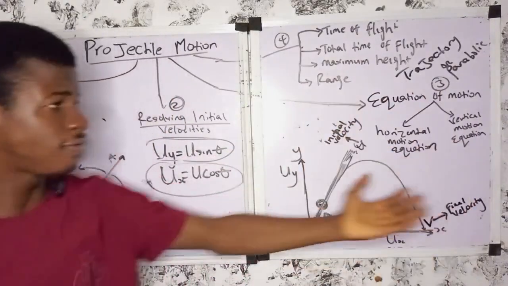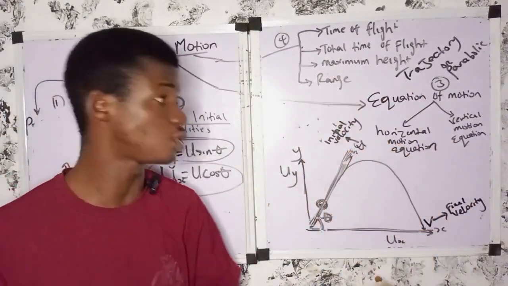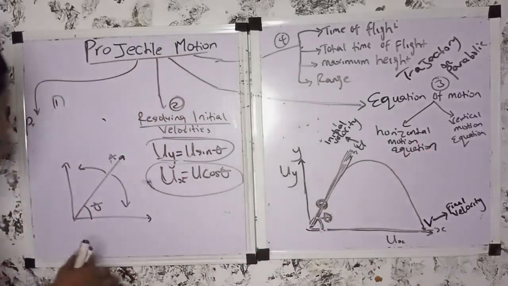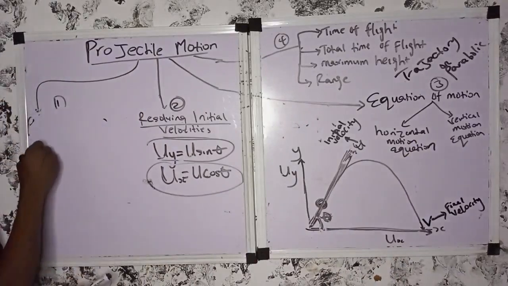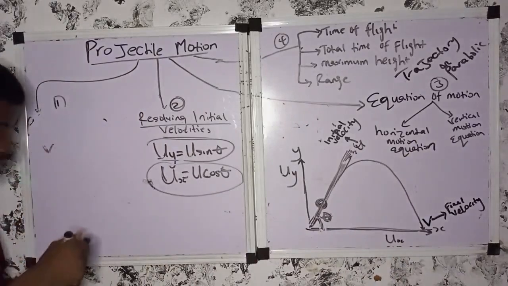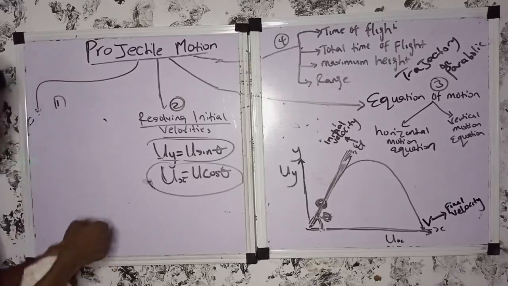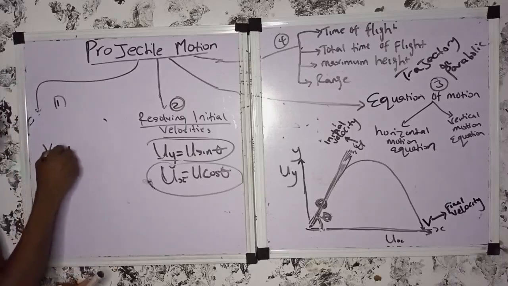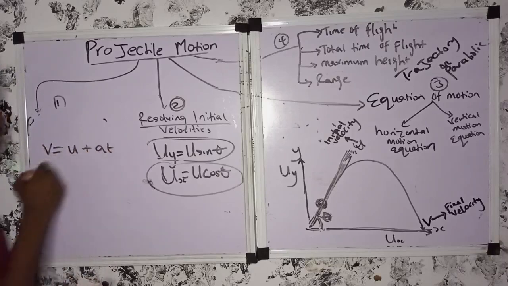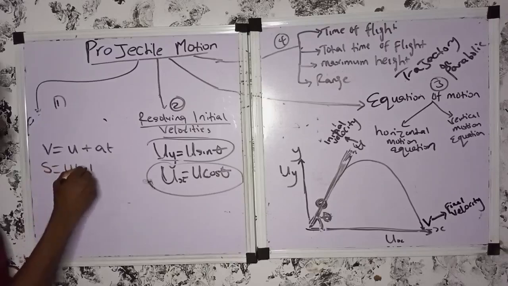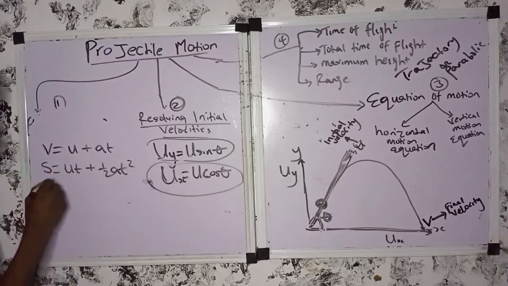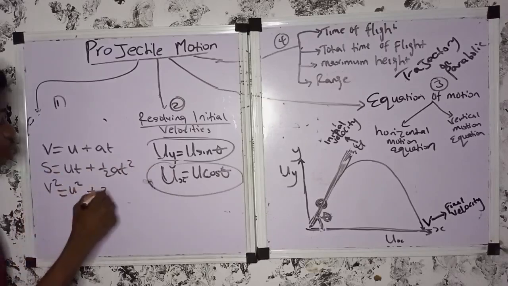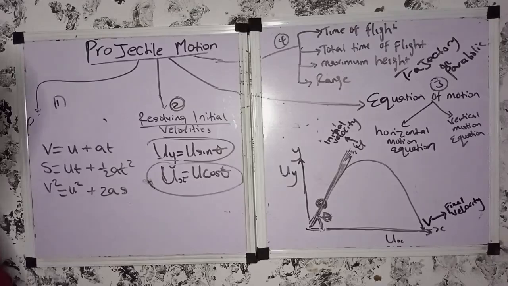Now move to this third part, equations of motion. Normally, we know that we have horizontal motion and vertical motion. In horizontal motion, what are the equations? We have v equals u plus at. We have s equals ut plus half at square. This is the horizontal motion equation. Then we have v square equals u square plus 2ax.